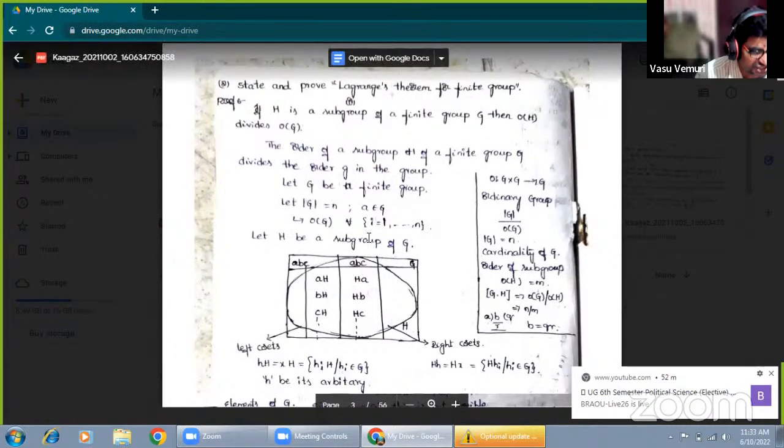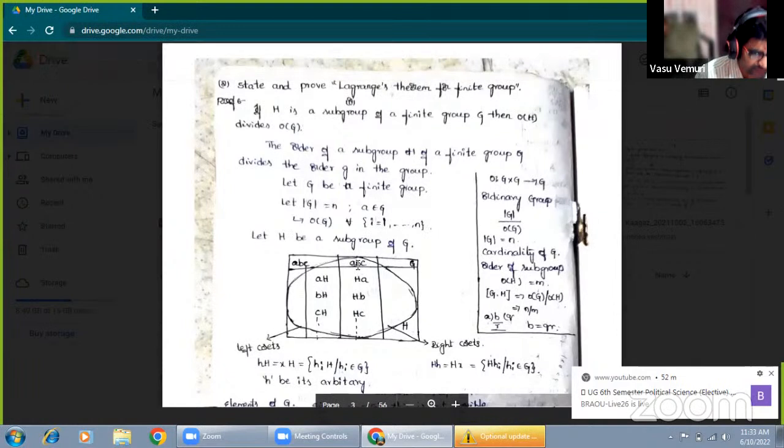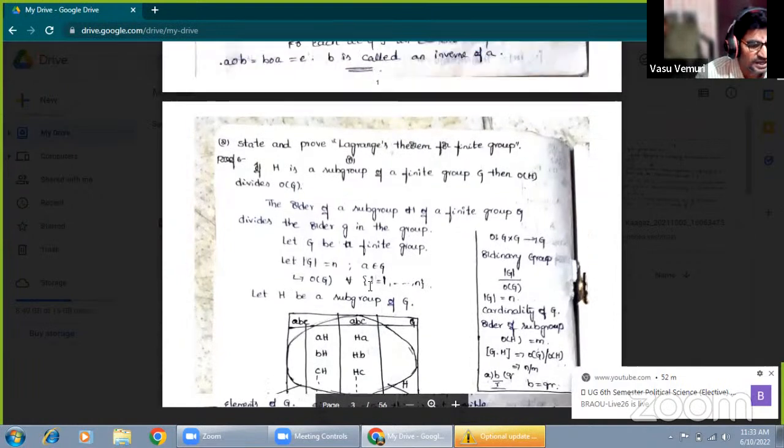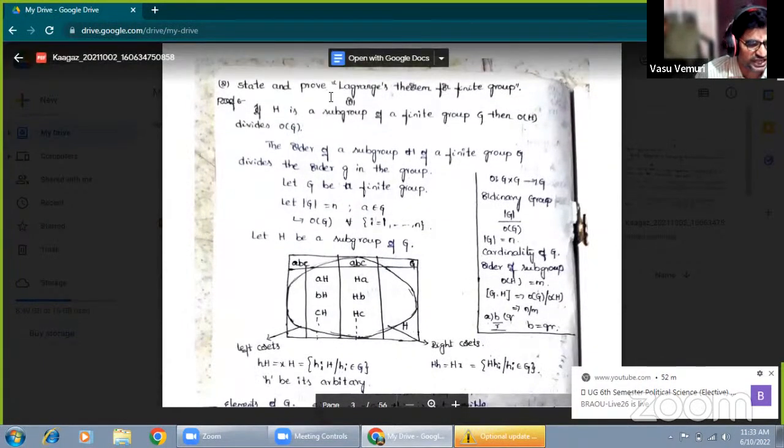Now the end of the session, then it must be closed here. Now the end of this session. Okay, now you just have to answer. The question is: state and prove Lagrange theorem for finite groups. Please stay on the line.